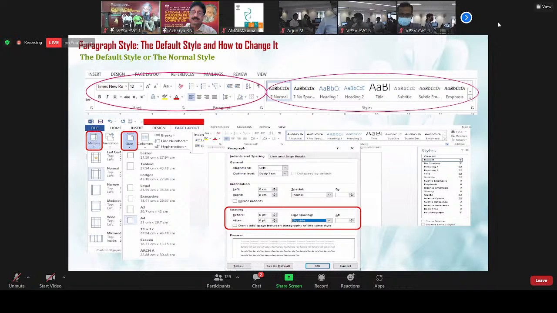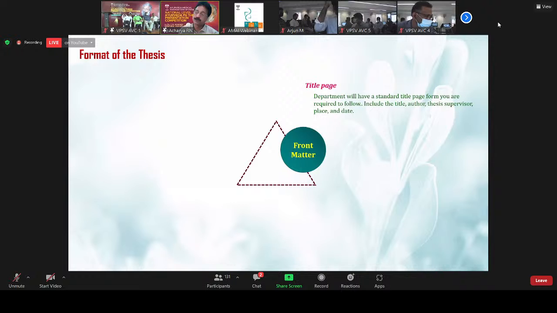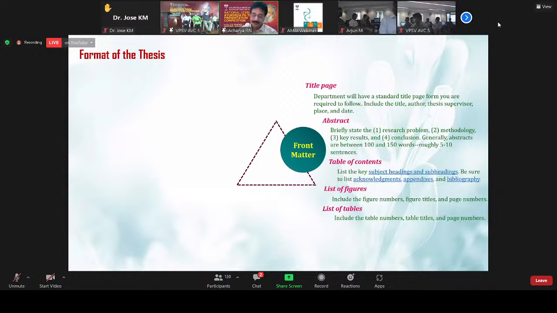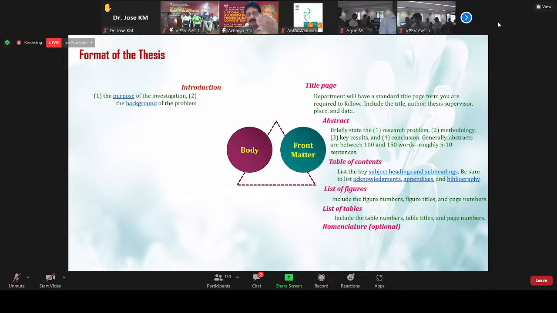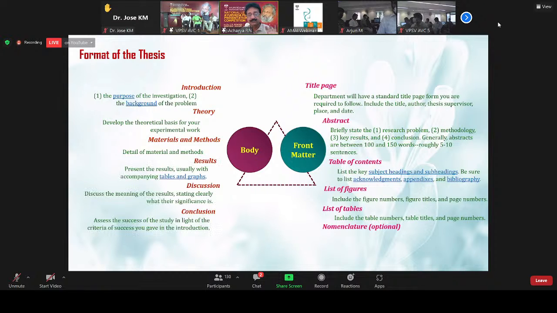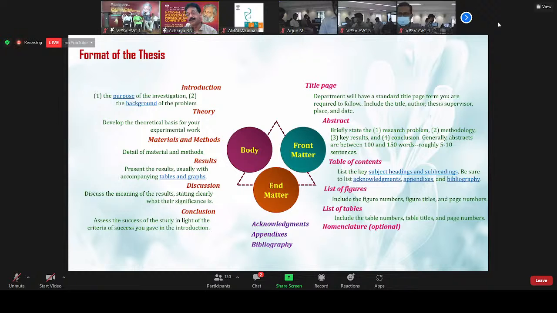Now we have main headings and subheadings in thesis writing. All these things should be taken into consideration, and for the major part of the format, we have 3 formats while writing a thesis. That is the front matter. Every university also has its own instructions on what the front format and the body format should be. What should be the title page, abstract, table of contents, list of figures, list of nomenclature must be clear in the front format. In the body format, the introduction, theory, materials, methods, results, discussion, and conclusion, how to fit these things. And lastly, the end matter: your acknowledgement, appendix, and bibliography.